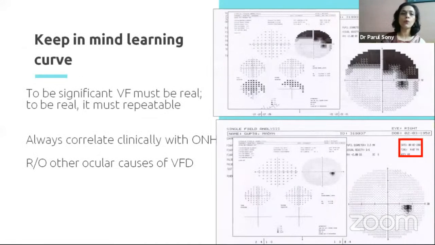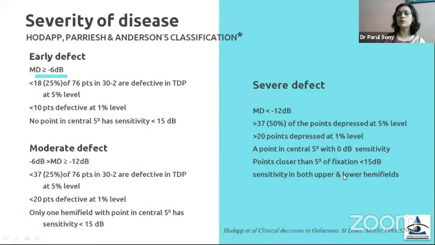And also we should always remember that there is something like a learning curve. So when the patients do the test for the first time, they may not do it nicely. Just to give you an example, this patient showed a superior arcuate scotoma, and when we repeated the test, the scotoma disappeared. So a learning curve is something which is very important. We should always repeat the test, and we should have at least 1 or 2 tests to have a proper baseline.